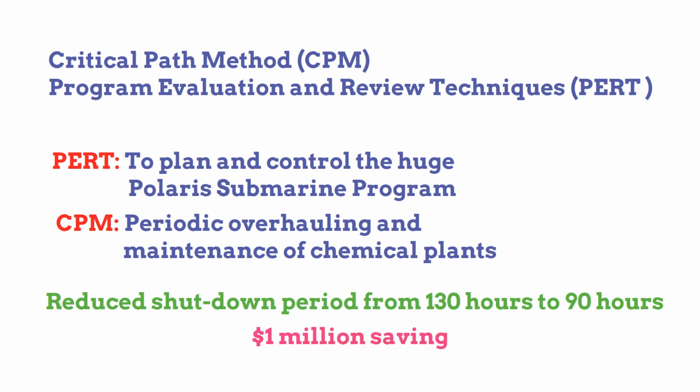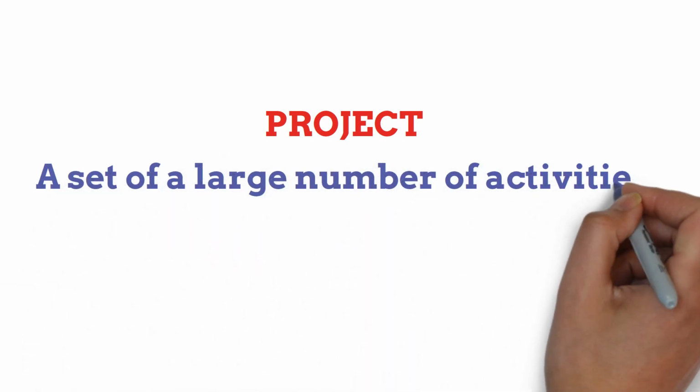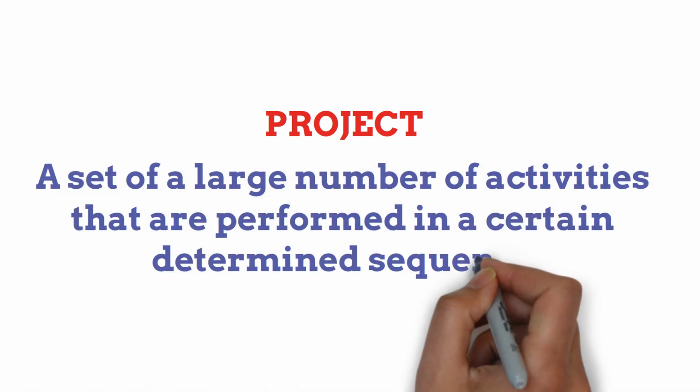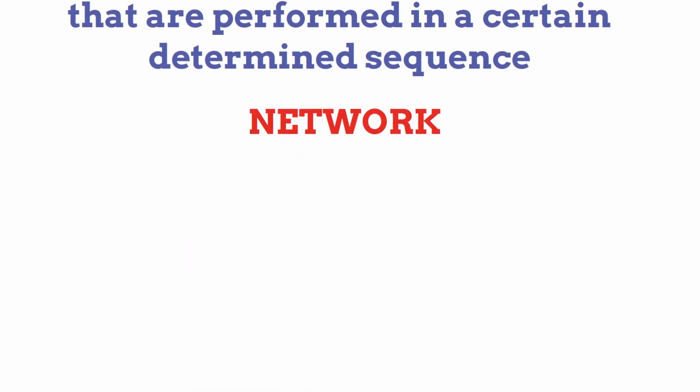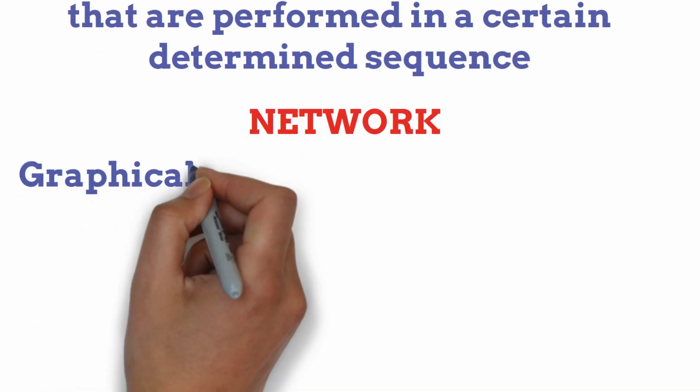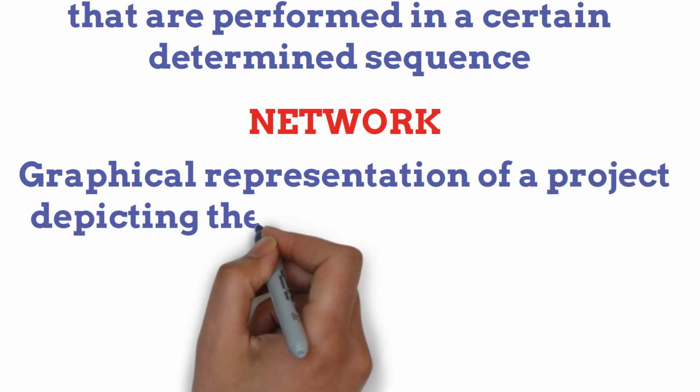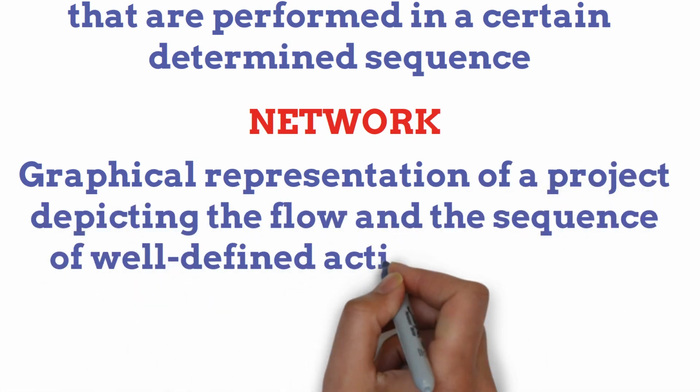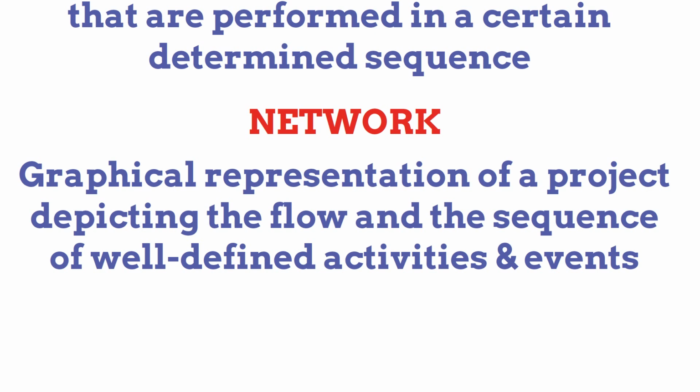Let us understand a few terminologies before going into details of CPM and PERT. Project. A project is a set of a large number of activities that are performed in a certain determined sequence. Network. A network is a graphical representation of a project, depicting the flow and the sequence of well-defined activities and events. Or we can say that a network is the graphical representation of logically and sequentially connected arrows and nodes representing activities and events of a project.